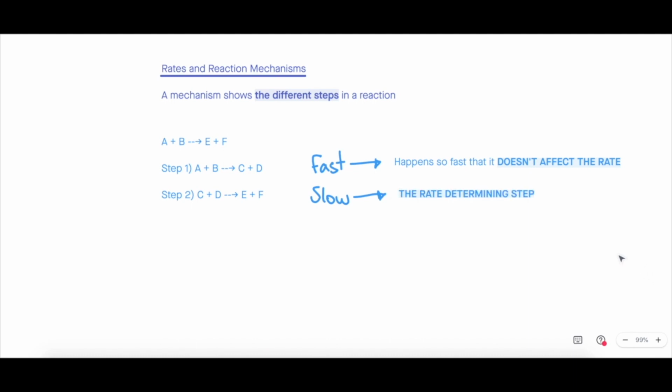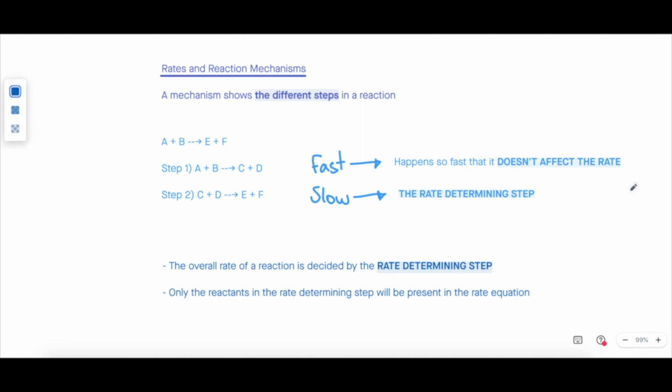And what you'll see is, because this is the one that affects the rate of the full reaction, in your rate equation, and remember, your rate equation tells you how rate changes with concentration, you'll see only the reactants in your rate determining step. So for this example, the rate equation would only have the concentrations of C and D in it. It would not have A and B in it, because that reaction happens so fast that it doesn't affect the rate, so it's not in the rate equation. So the overall rate is decided by the rate determining step, so only the reactants in the rate determining step will be present in the equation.